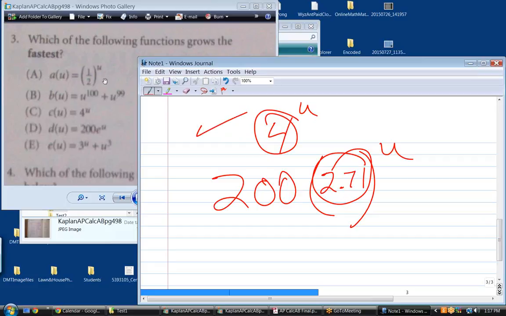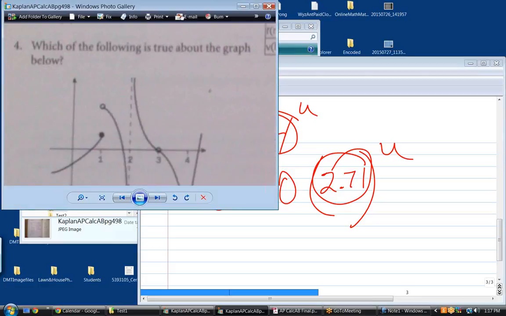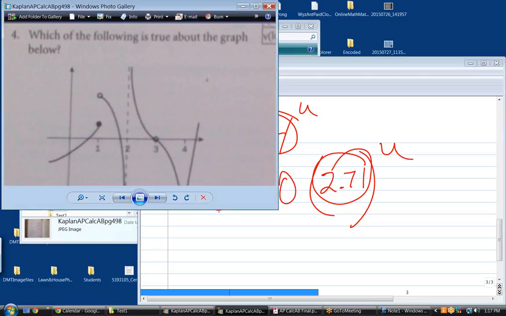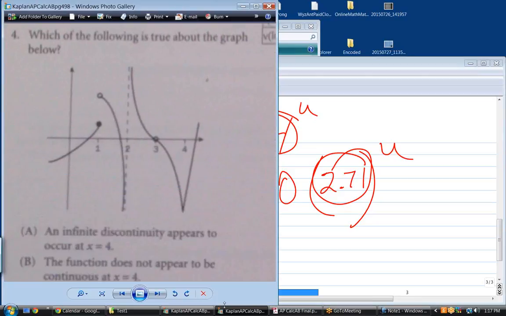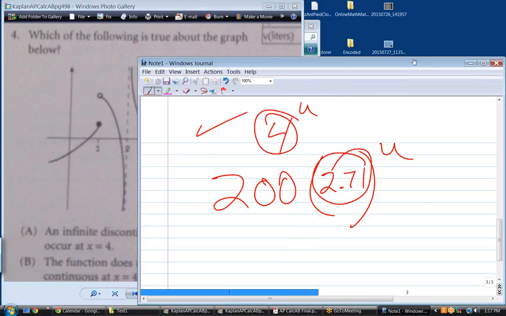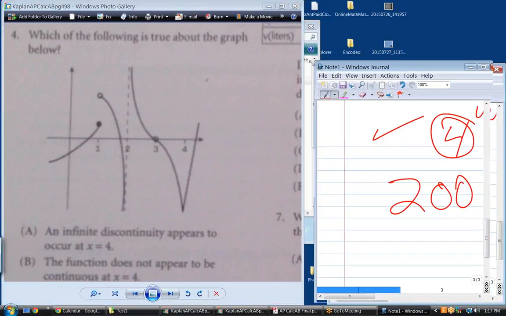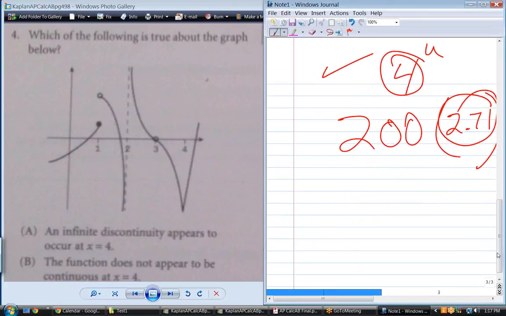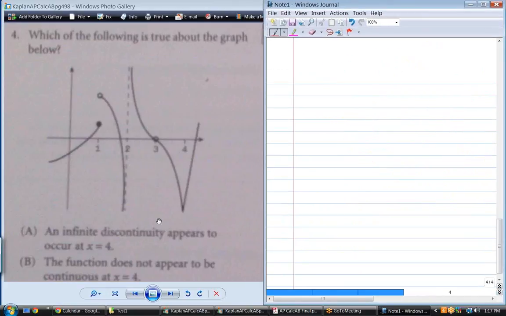Now, this is probably stuff you haven't had, thinking about it, because even for Calc AB students, this is at the very end of the Calc AB stuff. So, don't feel bad if you don't know some of these. It's quite possible that you haven't had some of these. Unfortunately, I don't know which.